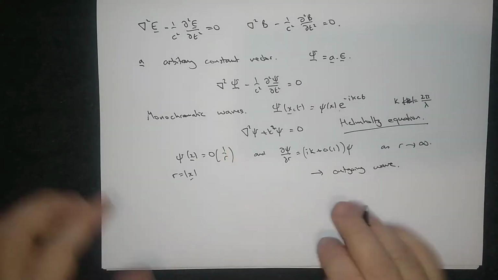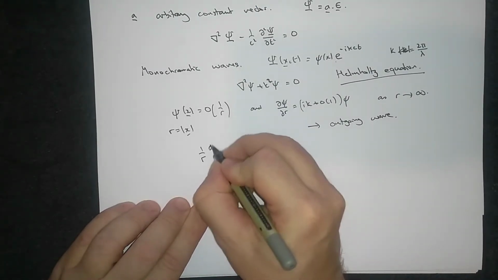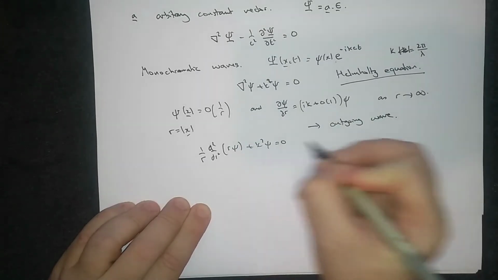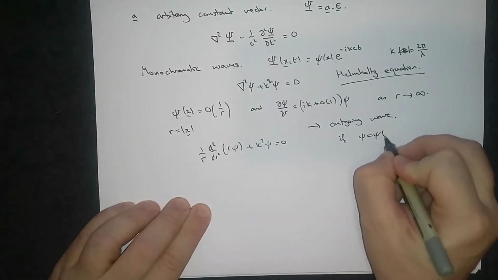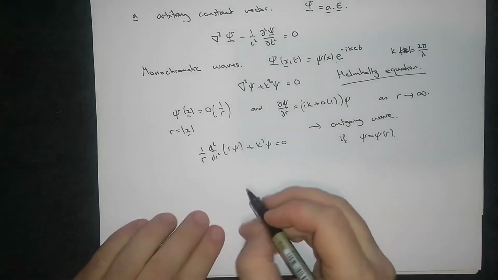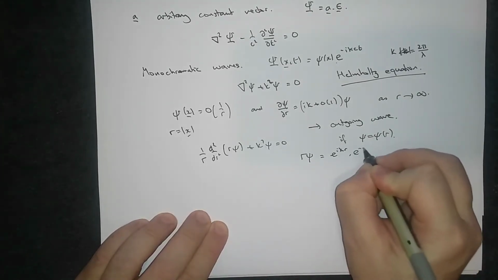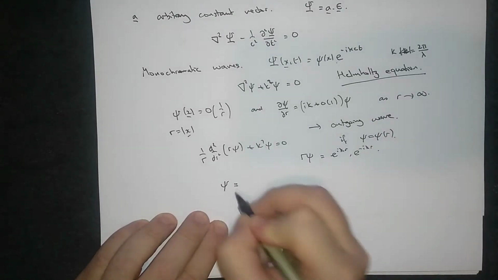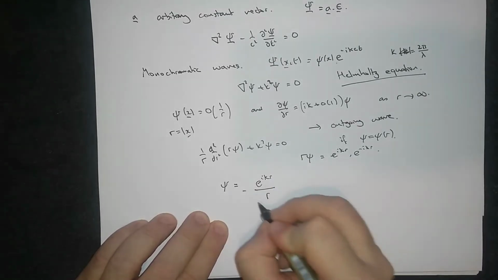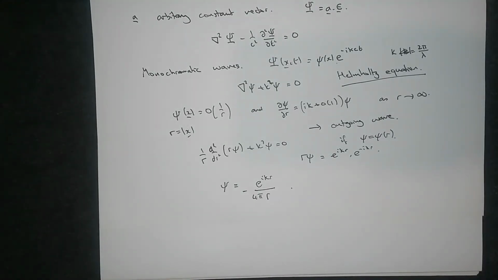Well, del squared in spherical polars is 1 over r d2 by dr squared of r psi plus k squared psi equals 0 if psi is just a function of the radial coordinate. So we're looking for radially symmetric solutions. Multiply through by r, and you can see that r psi can be equal to e to the ikr or e to the minus ikr. So in particular, we're going to take psi to be equal to e to the ikr over r and put minus 1 over 4 pi in there. And we'll see where that comes from in a second.